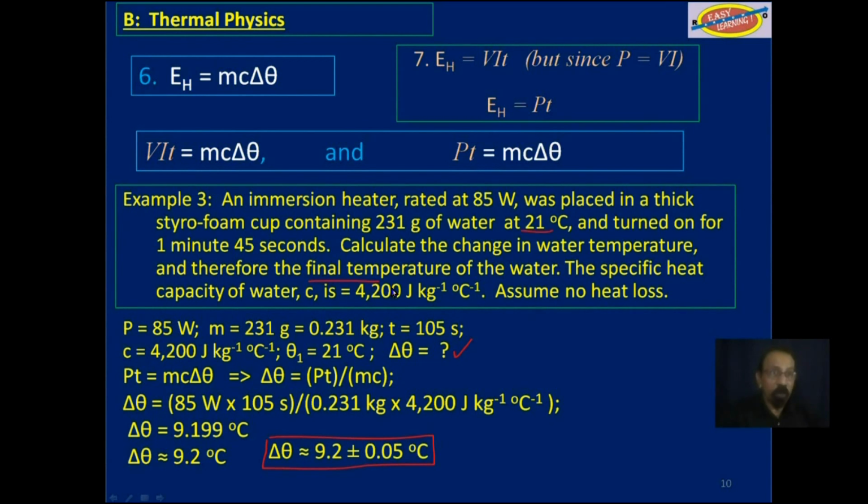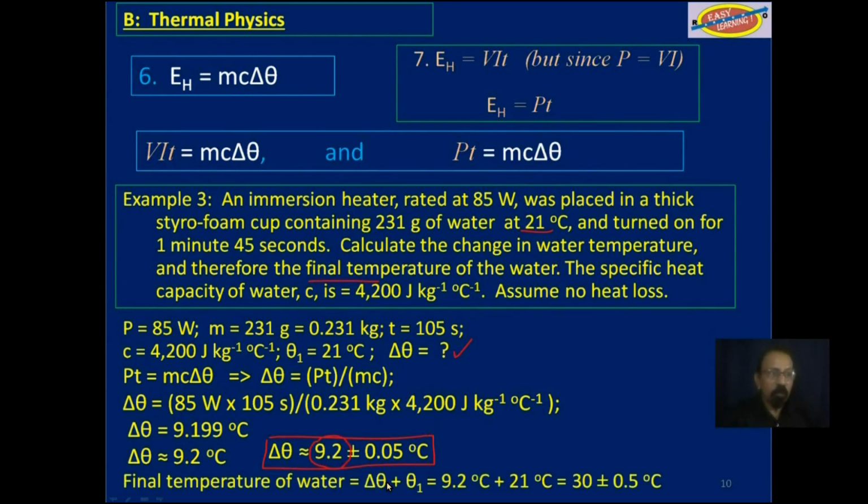Well, if the temperature originally was 21 degrees Celsius and it increased by 9.2, we just add the 2 things. We add the change in temperature to the original temperature. That's 9.2 plus 21 degrees Celsius. And remember, this is addition and subtraction now, not multiplication and division. So we will have to round off at the highest position that we have an uncertain digit. And in this case, it will be in the ones position. So we get 30 plus or minus 0.5 degrees Celsius. That would be the final temperature.